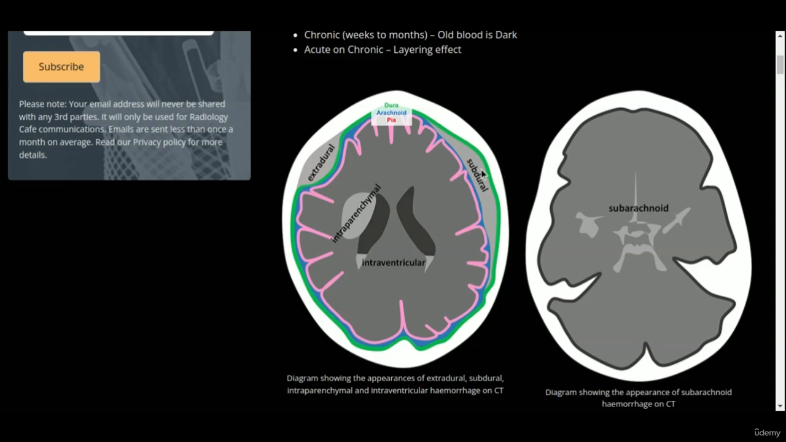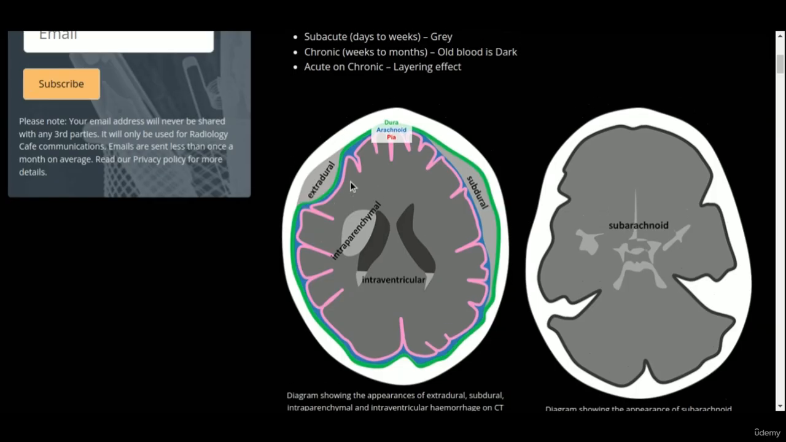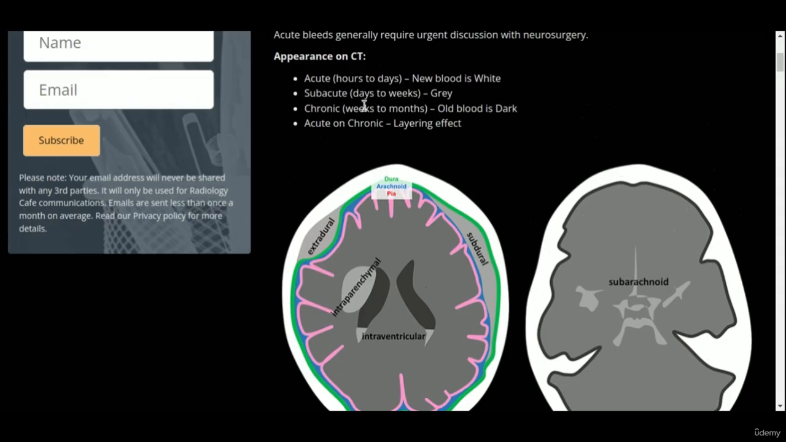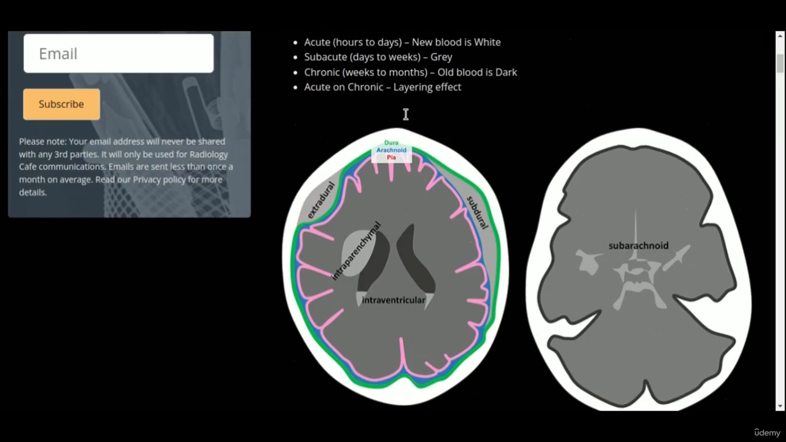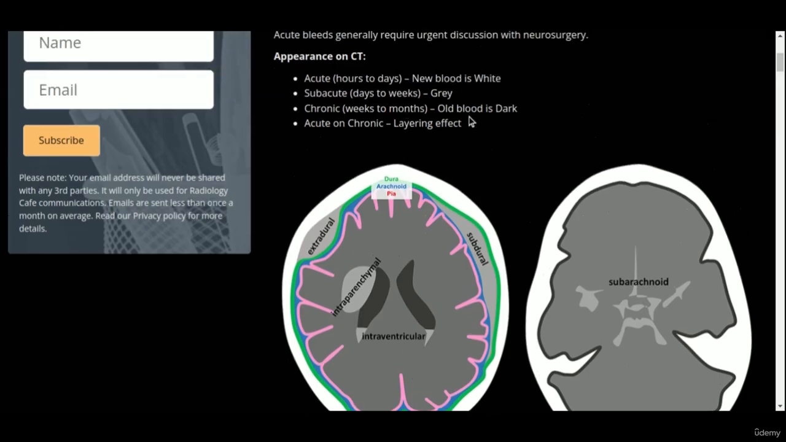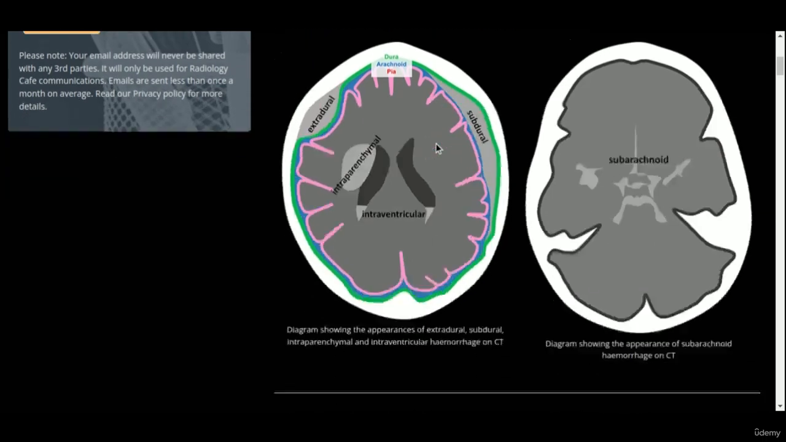Subdural hematoma is a hematoma between the dura and the arachnoid, and extradural hematoma is a hematoma between the skull and the dura. So we're going to talk now about the appearances of hemorrhages on the CT scan. If it is acute, we're going to have the blood white. In the subacute phase, we're going to have it gray. In the chronic phase, all the blood is dark. In the acute on chronic, we have a layering effect.